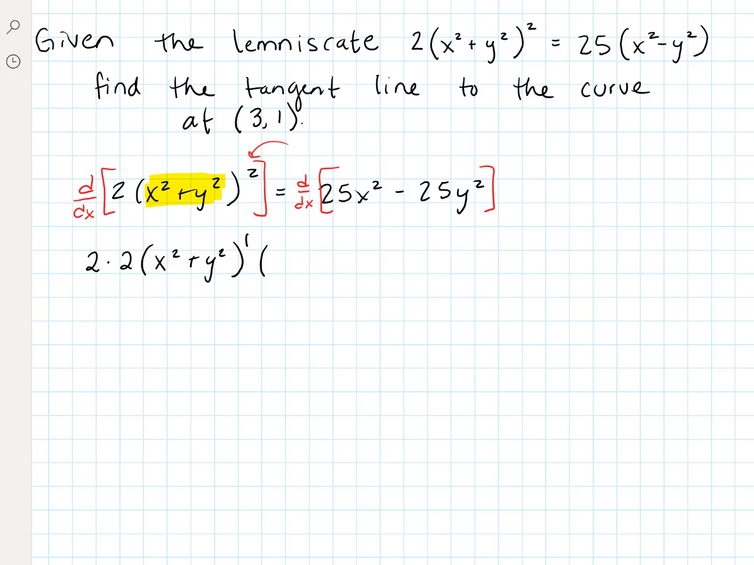Then I take the derivative of the inner function, and the derivative of the inner function is 2x plus 2y times dy/dx, because every time I take the derivative of y, I'm thinking, oh, that's really a function of x, so I have to multiply by the rate of change of y with respect to x, dy/dx. Now on the other side of the equation, I'm going to have 50x minus 50y dy/dx. Okay.